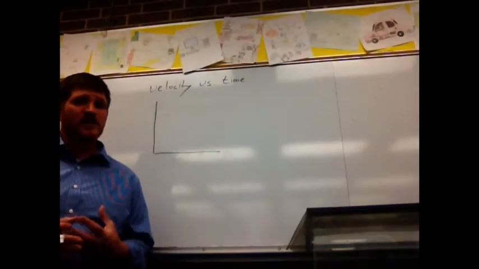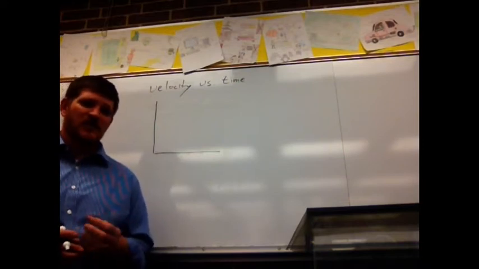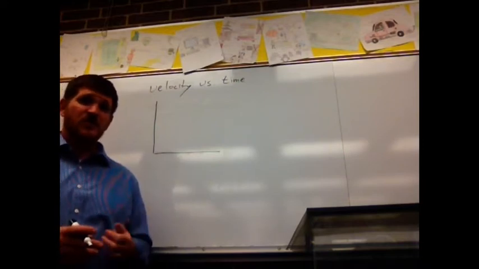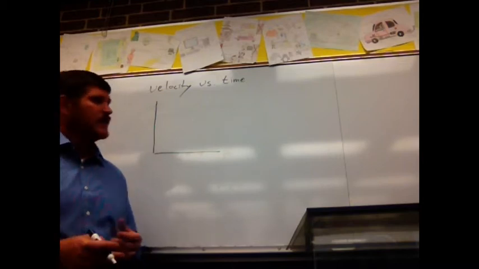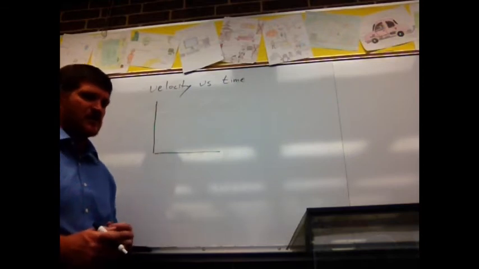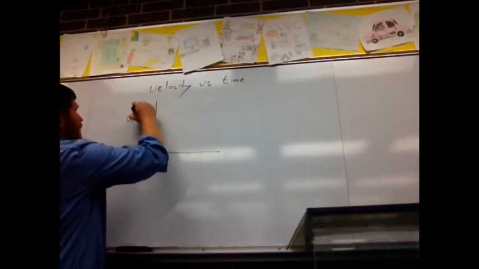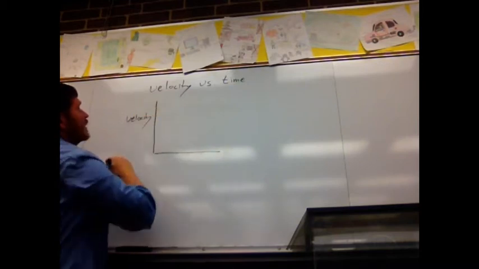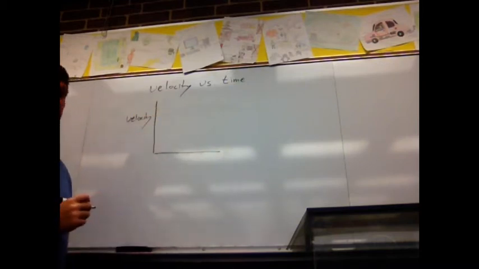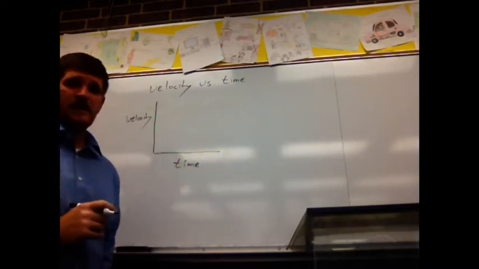For whatever reason, velocity time graphs usually kind of kick us in the tail. We look at them and we don't necessarily understand because we're so used to looking at a position time graph. So let's go over velocity time graphs and how they can be beneficial for us. If I have a velocity time graph, my velocity is going to be my y value, and as always, time is my x.